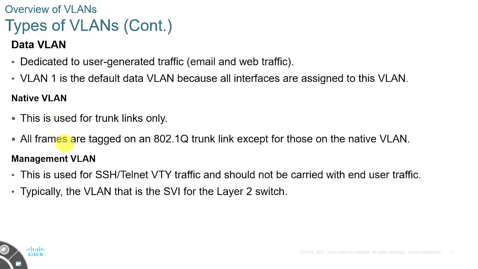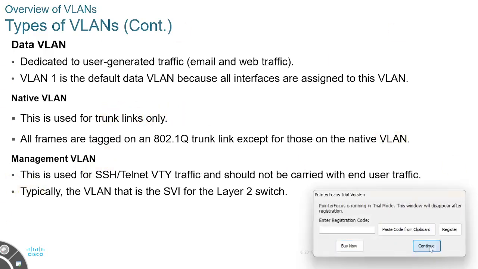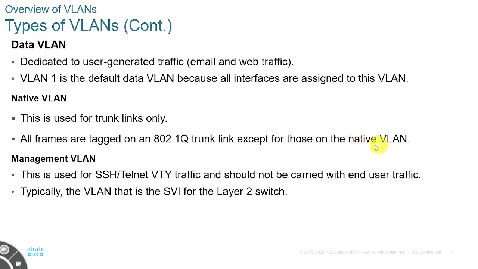So all frames are tagged on an 802.1Q trunk link. They are tagged, all of them, except for those on the native VLAN. So if we have a trunk link and we have one VLAN which doesn't use tagging, we call this VLAN native. So native is only on trunk links. VLAN doesn't depend on it, it's independent.